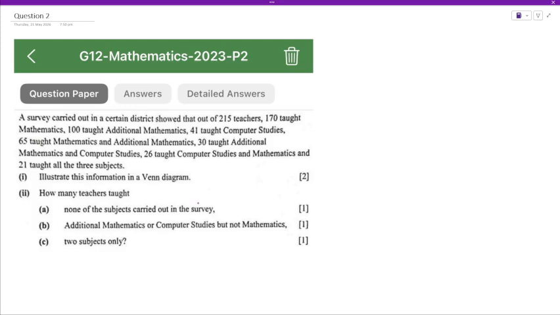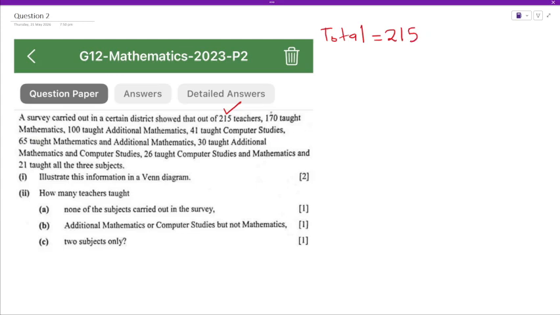A survey carried out in a certain district showed that out of 215 teachers, they've given us the total. Okay, that is your total. So total is 215. What does that help you with? When you add everything inside the Venn diagram, what you should get is 215.